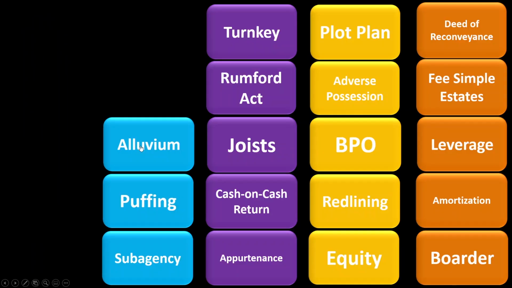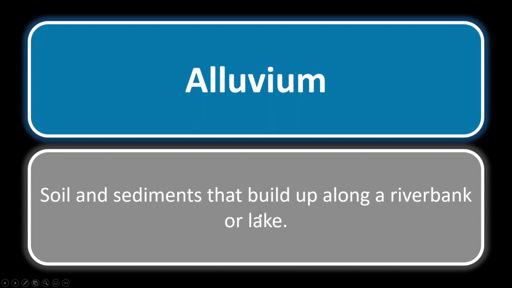Alluvium. I've actually mentioned this earlier in this video. So what do you think of when it comes to alluvium? Well, alluvium, that is the soil. So that brown material, soil and sediment that builds up along a riverbank or lake. So around a body of water, that alluvium, that soil that builds up, and that creates the accretion, so the accession of an owner's title next to a body of water due to the gradual buildup of land of this alluvium, so the soil.